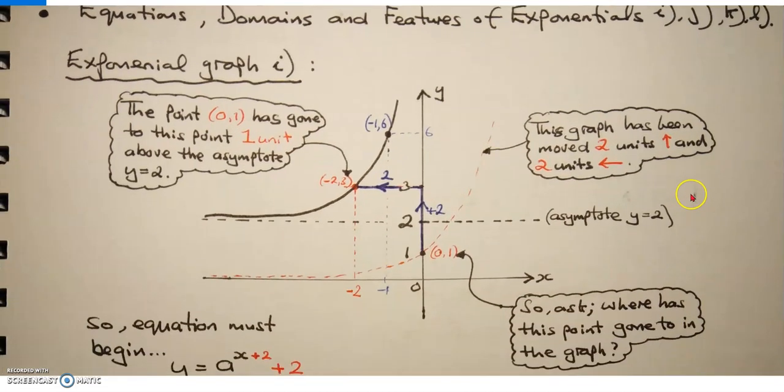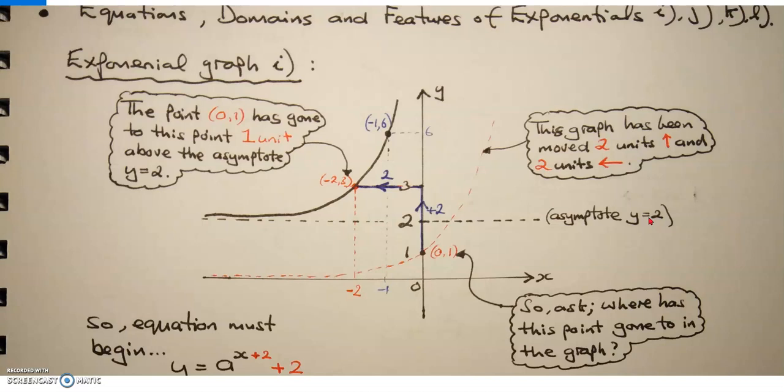Here it is. Graph I, you will have seen, is something like this. The very first thing you should home in on is the fact that there is an asymptote here. See that dotted line there? There's the asymptote at y equals 2. Very important feature of the graph.